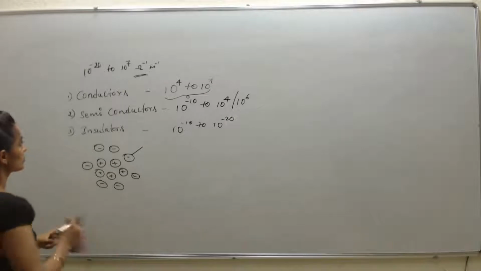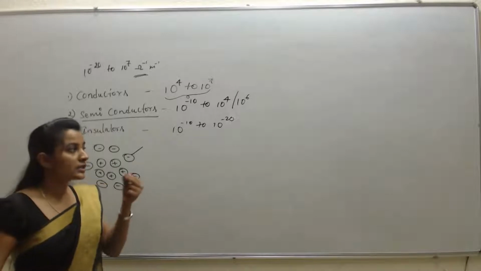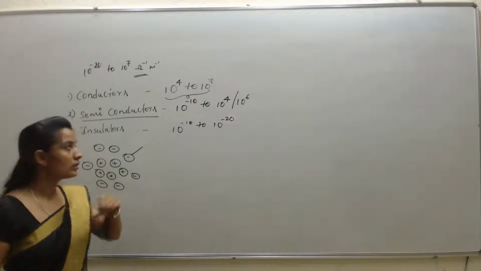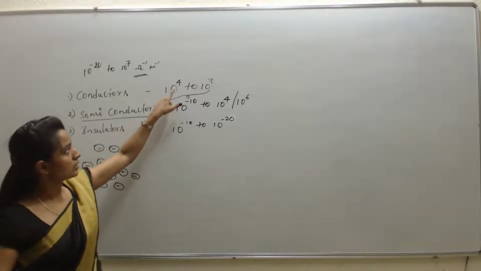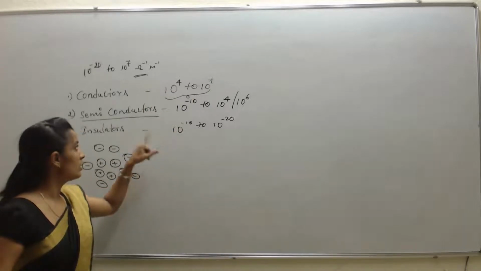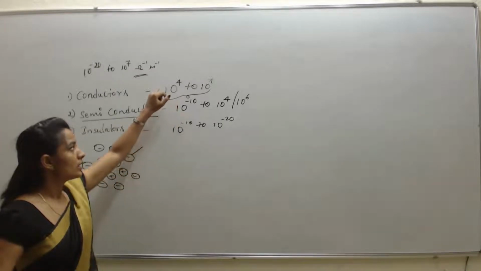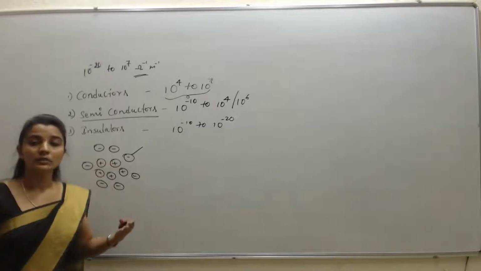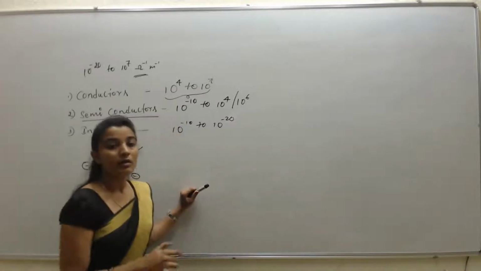Coming to semiconductors, they show sometimes an insulator property and sometimes a conductor property. So the conductivity ranges between conductors and insulators. After 10 raised to 4 it is a conductor, below 10 raised to minus 10 it is an insulator. The conductivity range of semiconductors is in between. When they become conductors or insulators depends on the conduction band and the valence band.